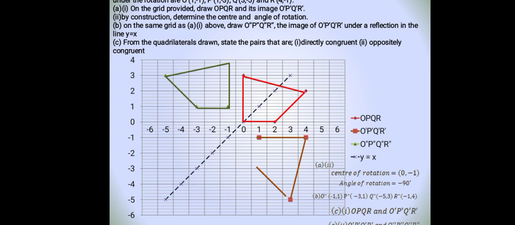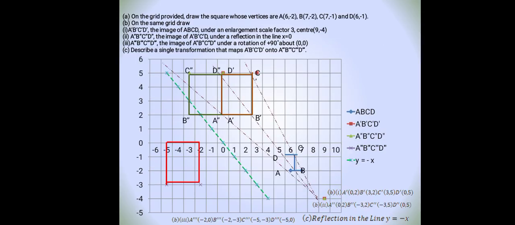This one you will appreciate by drawing. On the grid provided, draw the square whose vertices are A(6, -2), B(7, -2), C(7, -1), and D(6, -1). On the same grid, draw A', B', C', and D', the image of A, B, C, D under an enlargement scale factor of 3, center (9, -4).